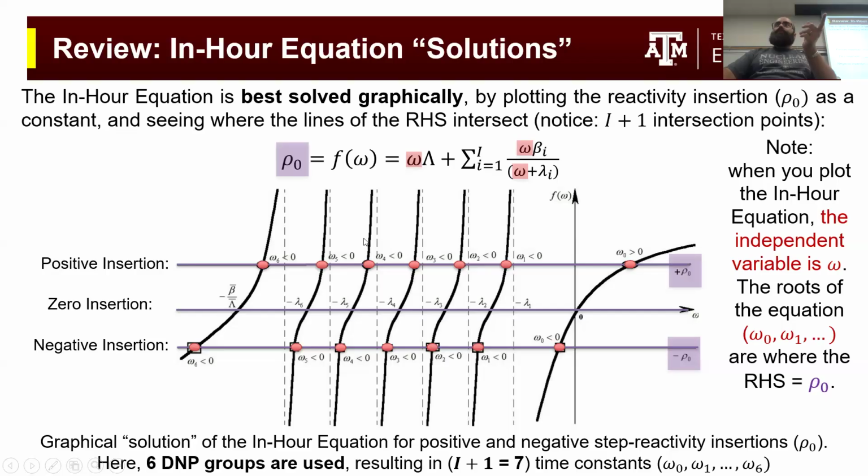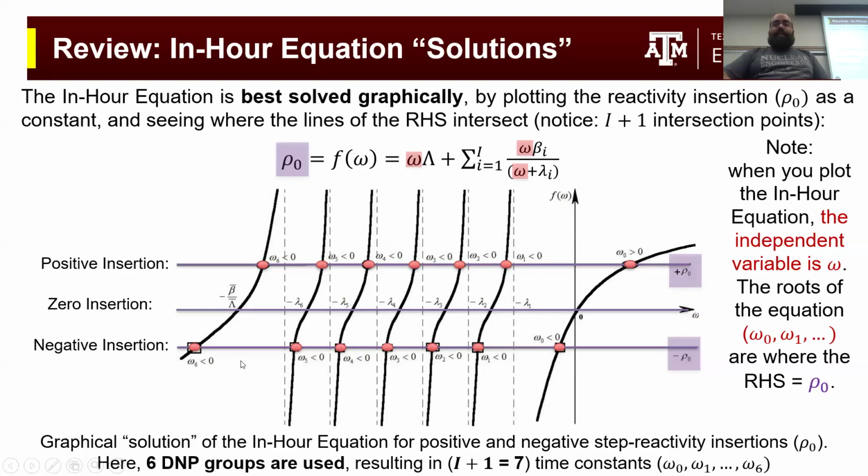The roots, where this reactivity insertion intersects with the right-hand side, give me a bunch of intersection points, and the horizontal value of those intersection points falls on the omega axis. So the horizontal values of these points represent my different time constants. This is what those time constants end up being if I have a positive insertion, where one of those time constants has a positive value. In this case, there's I plus one of these omegas, so one of them is going to be positive if the insertion is positive. The other I of them will be negative.